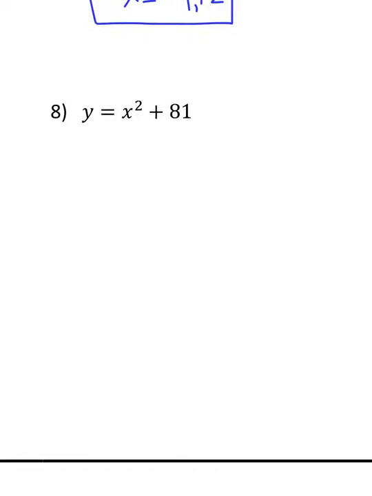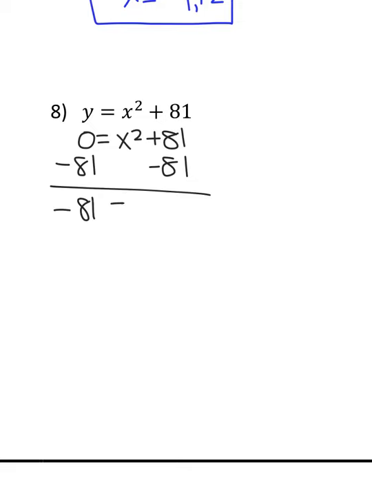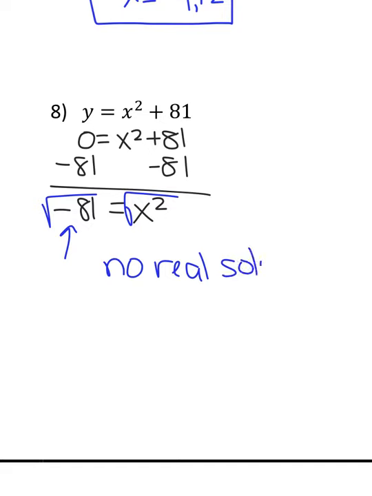All right, so we got one last problem. This one is not ready to solve yet because we need to make the y 0. So I have 0 = x² + 81. Now we subtract the 81 from both sides. I have −81 = x². Now that I got the x term isolated, I can take the square root of both sides. But again, there's a negative under the radical. No real solution.